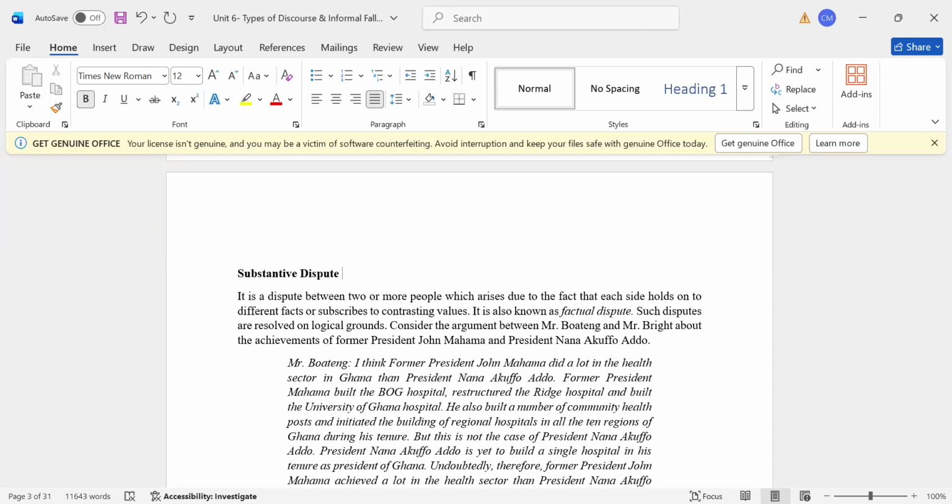And so for a substantive dispute, identify the facts, analyze the facts, and determine the one that has the most potent, the most convincing facts. And then you make a conclusion.